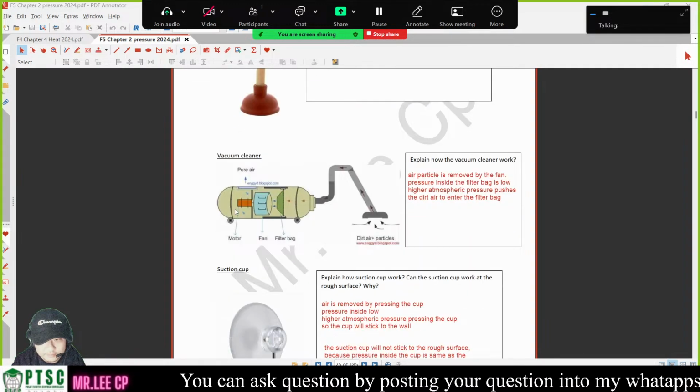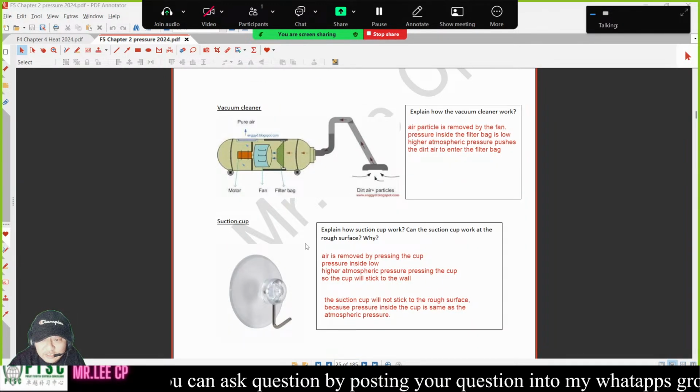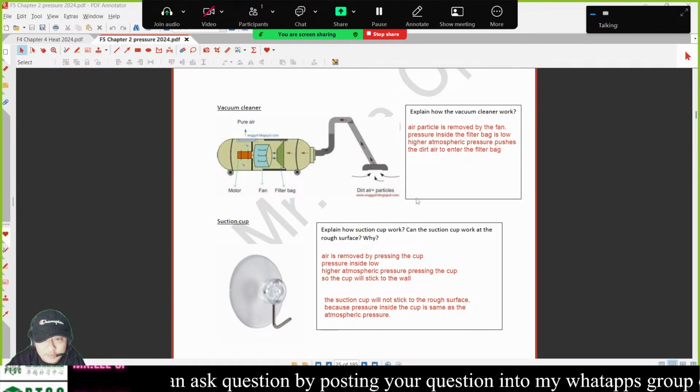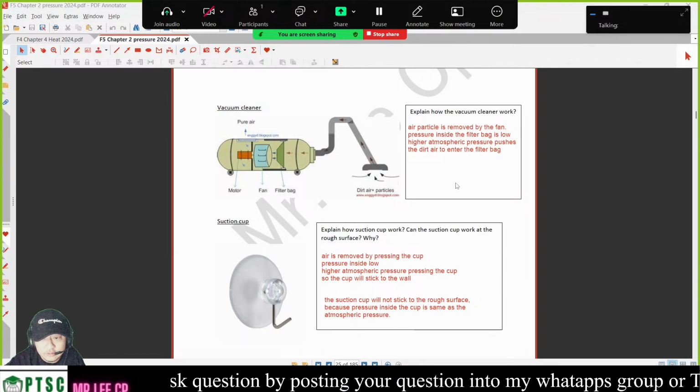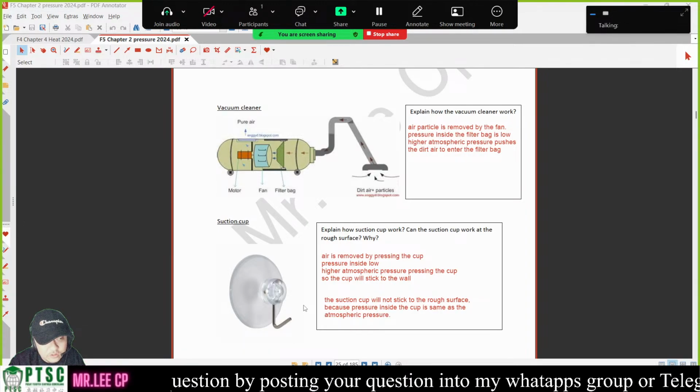Format. Vacuum cleaner, suction cup, it is the same one. It is the same explanation, so I am not going to repeat. Make sure you know it.